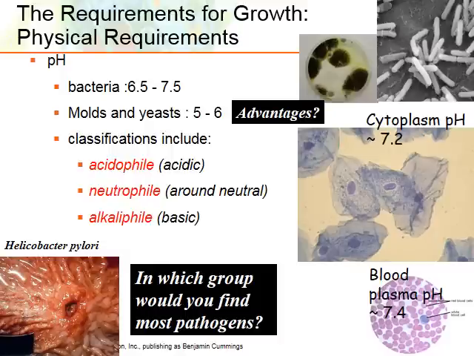It's really the different areas of your body. The cytoplasm of the cells is around 7.2. Blood plasma is right around 7.4. So there are a lot of different areas in the body where it's right around neutral. So we will find that most pathogens are neutrophiles, they like it right around neutral. If they like it acidic, then they're acidophiles. If they like it basic, they're alkaliphiles. So these are three terms that should be nice and easy to remember: acidophile, neutrophile, and alkaliphile.